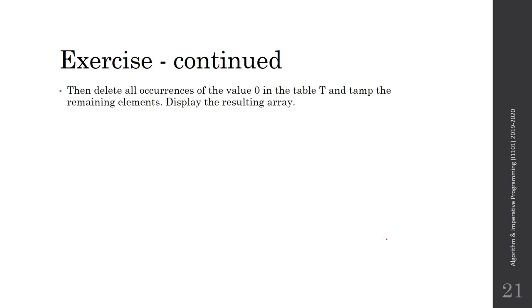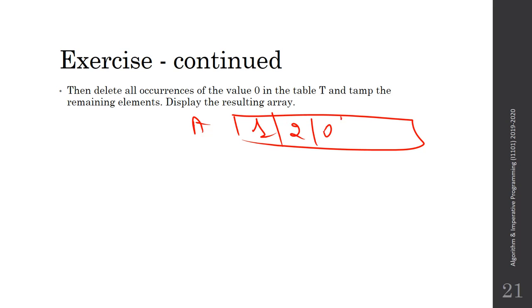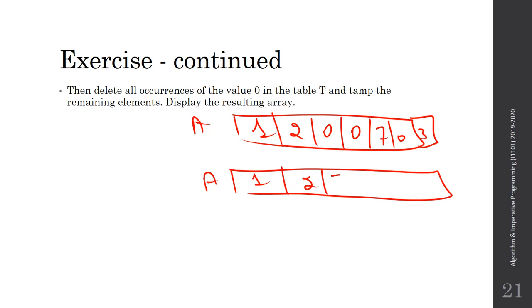Let's continue this exercise. They are asking us to delete all the occurrences of the value 0 in the array T and tab the remaining elements. Let's take an example. Suppose that the array A is the following. I need to remove the element 0 and tab the elements. So at the end, the same array A should become like this: 1, 2, 7, 3, and so on.